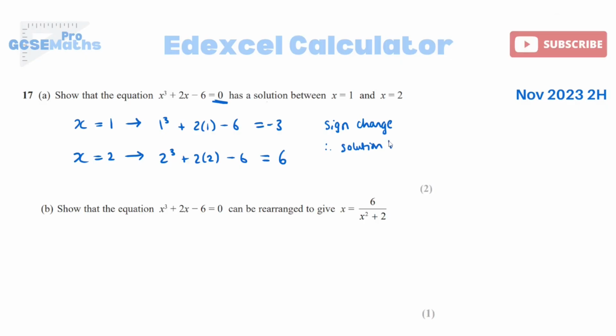Solution between x is 1 and x is 2. And that's your second mark. So just memorize that, then you just repeat it every time.